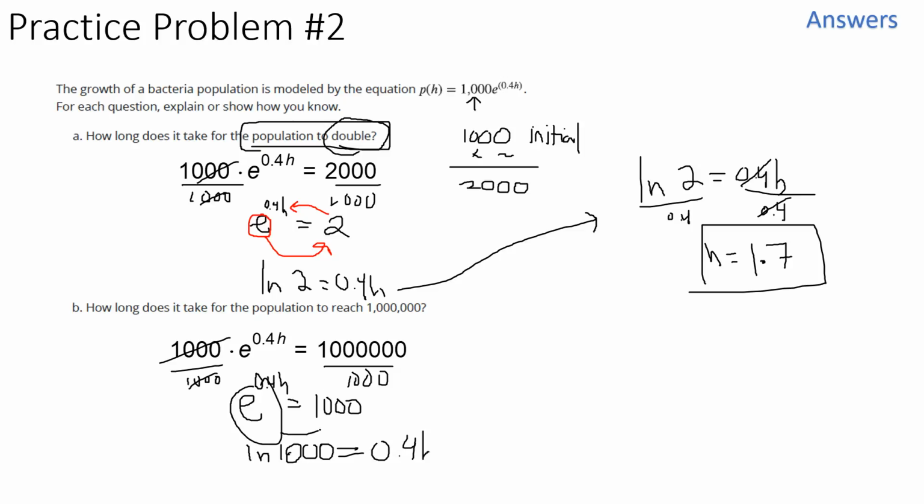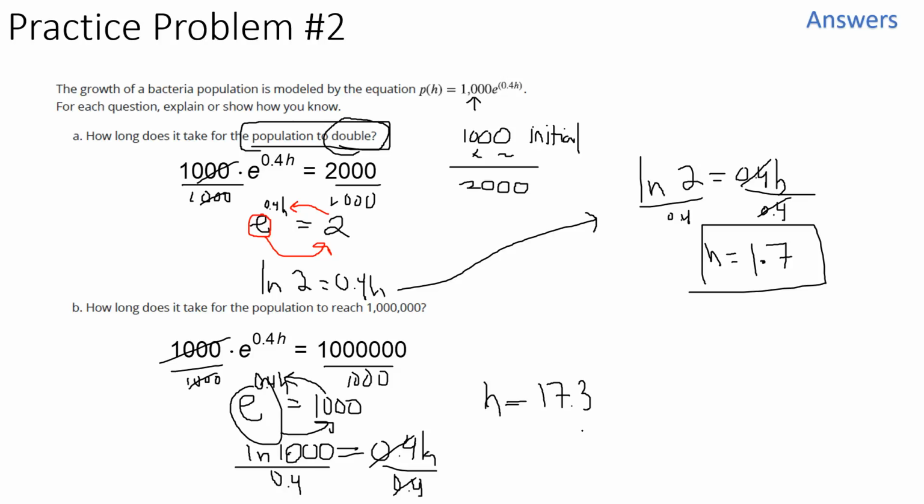Okay, and now we divide both sides by 0.4, and the 0.4s divide out. We're left with h is equal to, we get a calculator, natural log of 1,000 divided by 0.4, and we get 17 point, I'm going to round that to a 3 because of the 6. So 17.3.